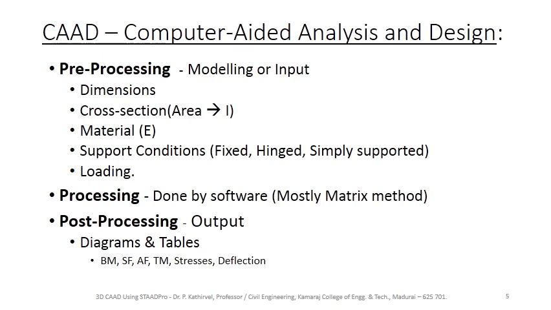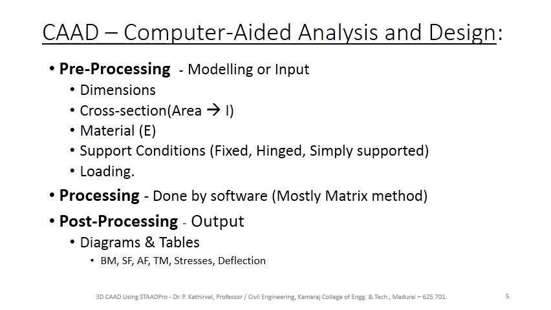So these two parameters, E and I, are important for analysis, as they are required to find the internal forces. And then support conditions are given, either fixed, hinged, or simply supported, and finally the loading on the members. All of these put together form the input or modeling stage, which is the pre-processing stage. The second step is the processing, which is done by the software, mostly by matrix method, and here STAAD does it by stiffness matrix method.